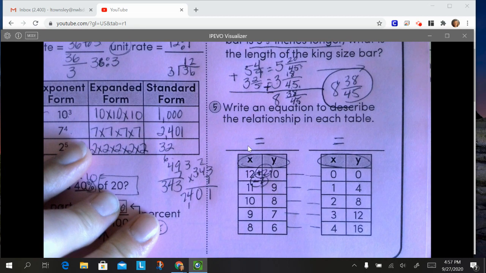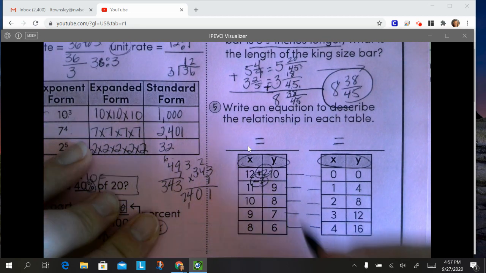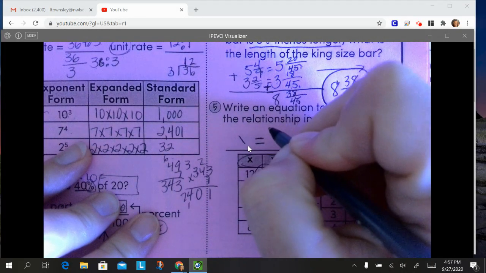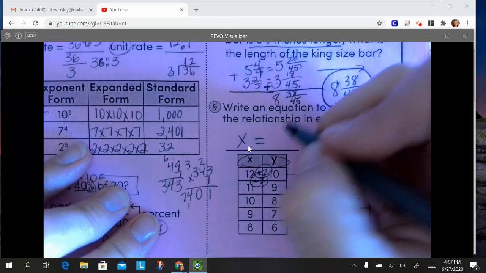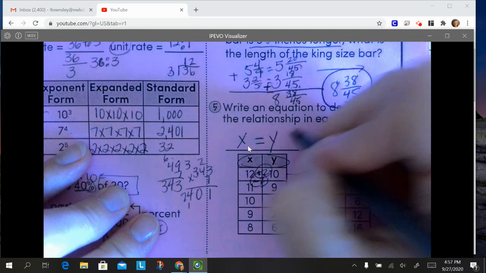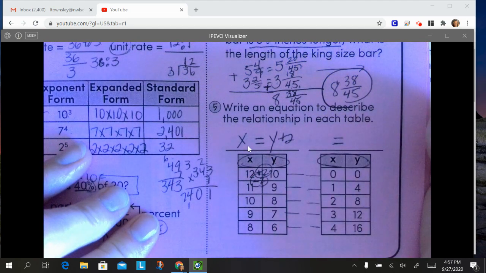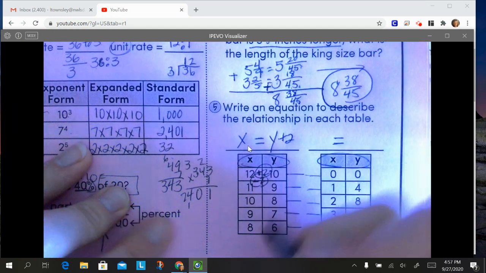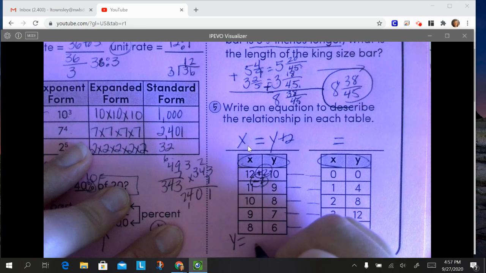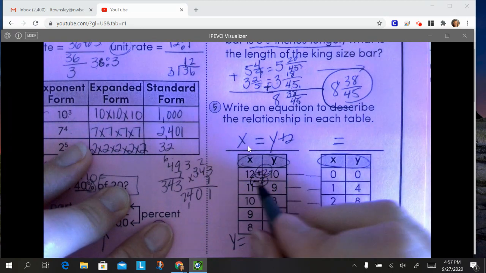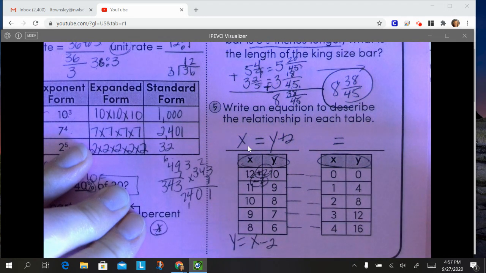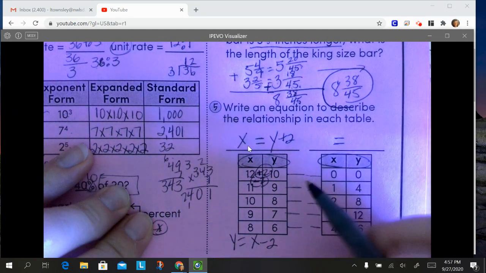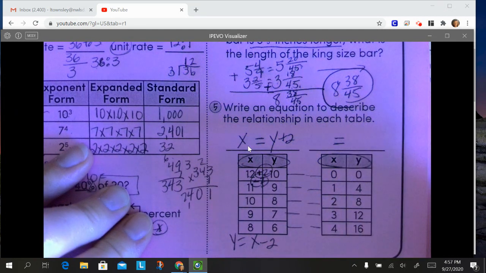All right, so we can rewrite this many different ways. We can say X equals Y plus 2, or we could say that Y equals X minus 2. You can write it either way. But the secret to their love is plus or minus 2.